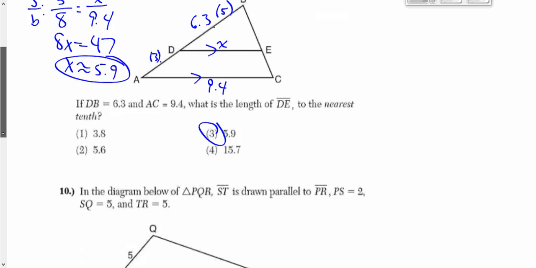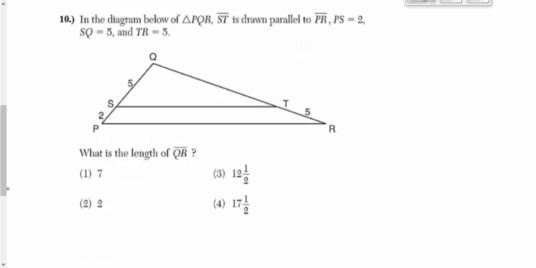All right, let's go to number 10. Okay, got the answer. Diagram, so we got these are parallel.